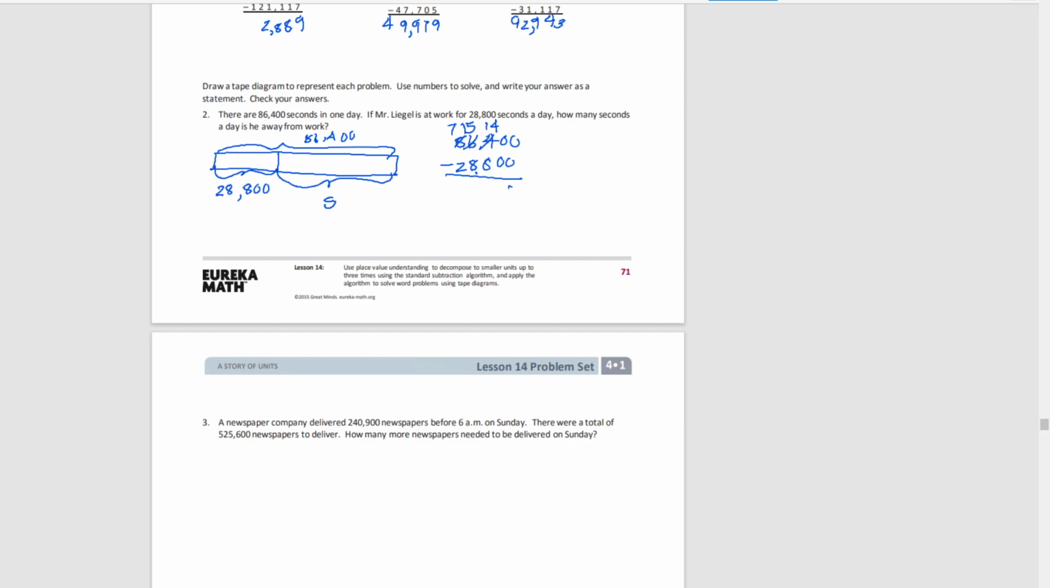0 minus 0 is 0. 0 minus 0 is 0. 14 minus 8 is 6. 15 minus 8 is 7. And 5 minus 2 is 5. So we end up with 57,600. And we have to write this in a sentence. He has 57,600 seconds away from work.